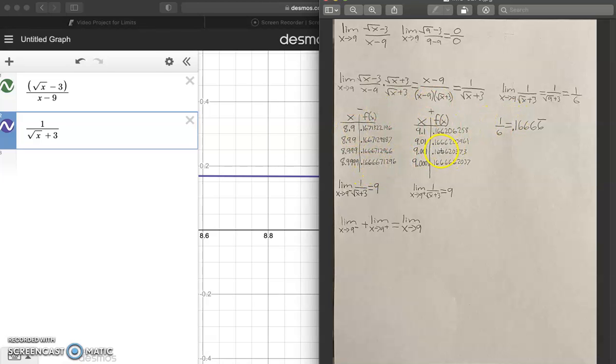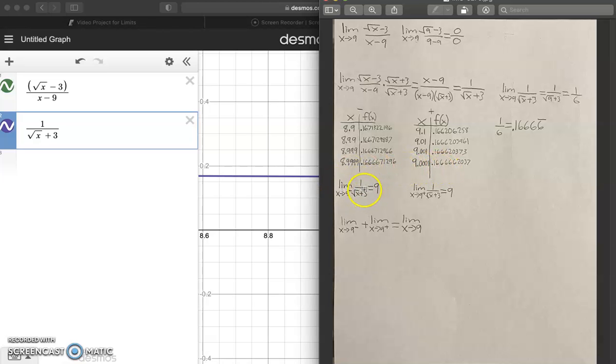And over here, we have the same type of t-chart, except we are approaching 9 from the positive direction. I started with 9.1 all the way to 9.0001. And we can see that we are approaching the same number, 0.166 repeating.